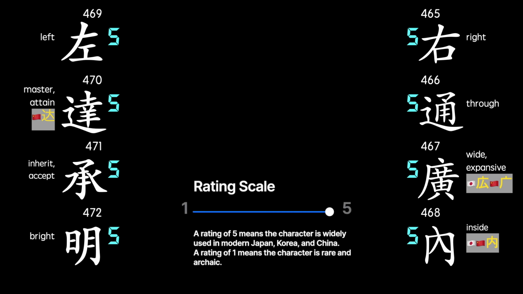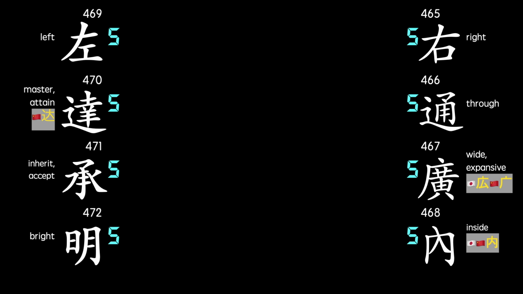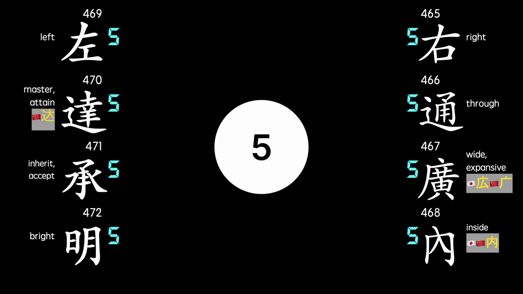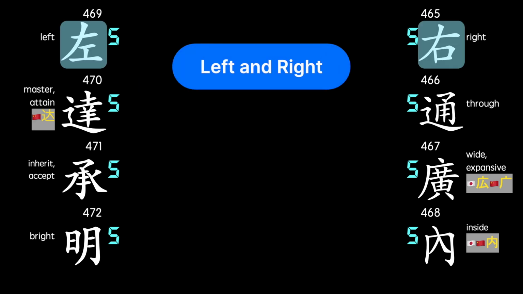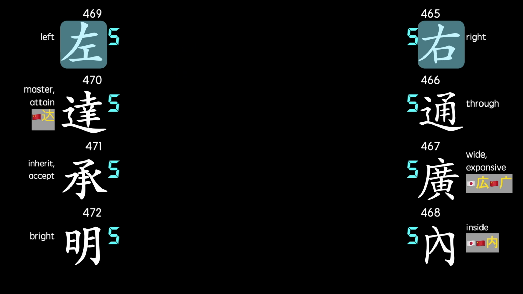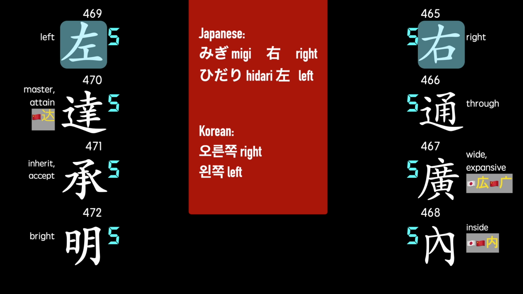A rating of 5 suggests the character is common and essential. A rating of 1 suggests the character could be obsolete. And this set of 8 characters is unique, as they are all common characters and shared between the 3 languages, hence they all have a rating of 5. So let's start with left and right. I don't know how to speak Chinese, but I do want to point out that in Korean and Japanese there are both native words for left and right.